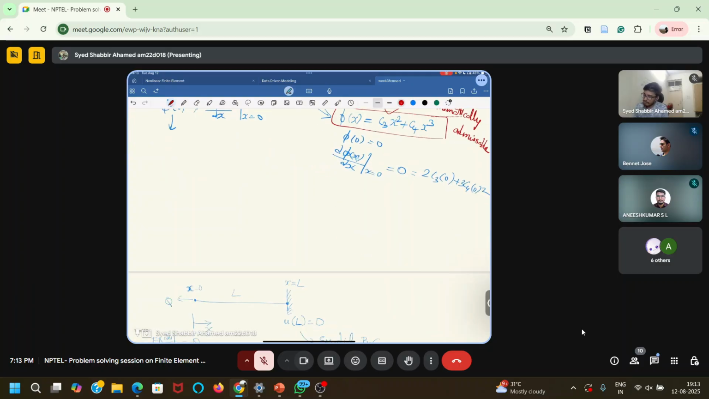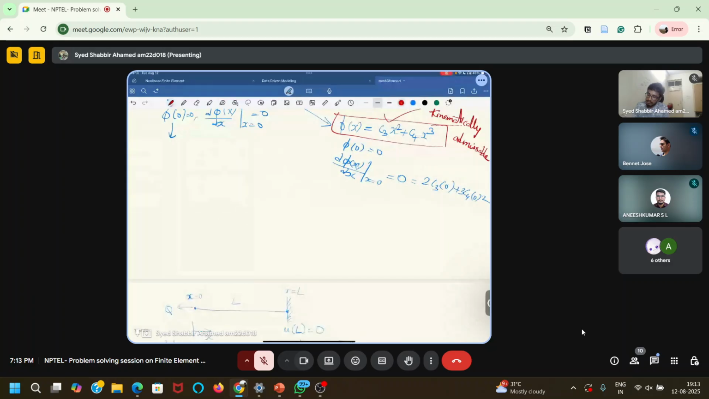Now, instead of taking a polynomial, I can also assume some trigonometric function. Like, let's say I'll assume some function.